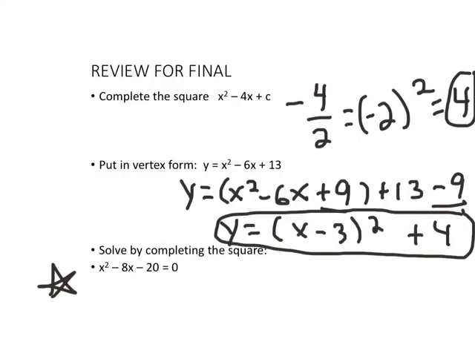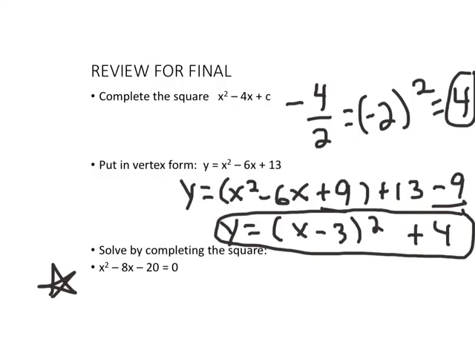Let's review what we did there. We started off by grouping the first two terms together. Then with those first two terms, x squared minus 6x, we completed the square. To complete the square, we took negative 6 divided by 2 and squared it. So we got 9, so we added it in, we subtracted it out. Then from there I factored my trinomial. To factor that trinomial of x squared minus 6x plus 9, I factored it to be x minus 3, x minus 3.